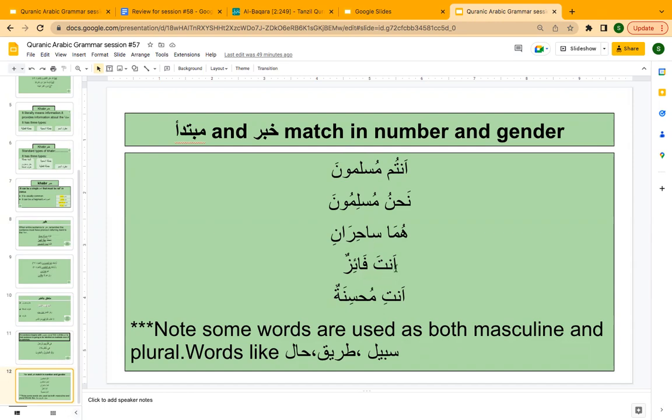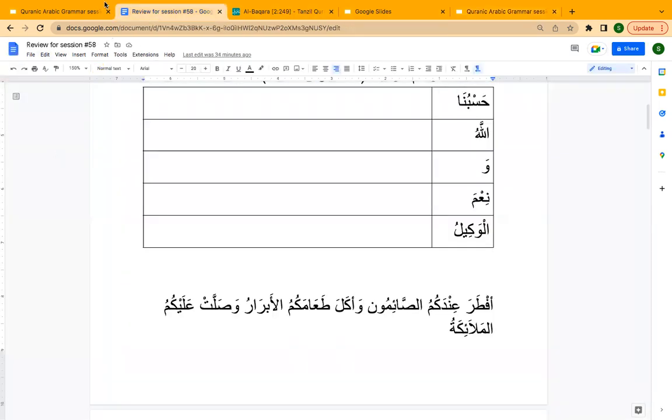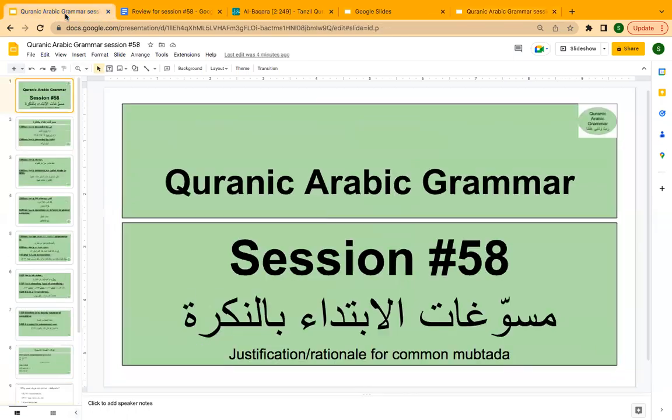Anta faizun. What do you think? Anta is mubtada and faizun is khabar. Now, can I say anta faizatun? No, that is wrong. Anti muhsinatun. You are a muhsina. So, anti is going to be my mubtada and muhsinatun is going to be my khabar. And this slide has been added to your previous session. Remember that. It has been added to your session number 57, because now we are on session number 58. Okay, so bismillah, let's do session number 58.